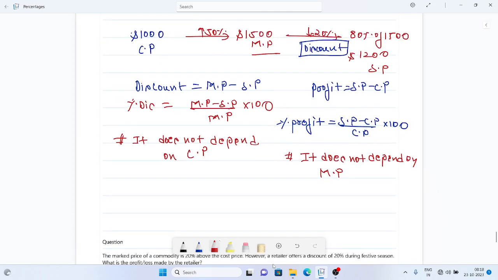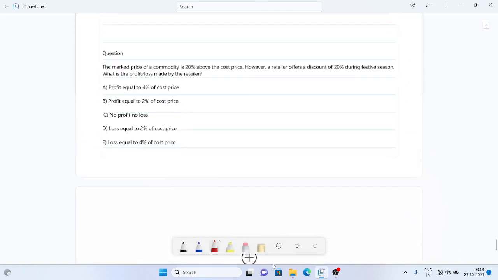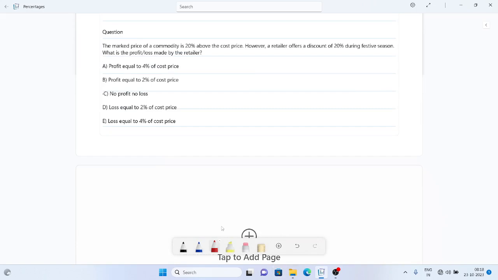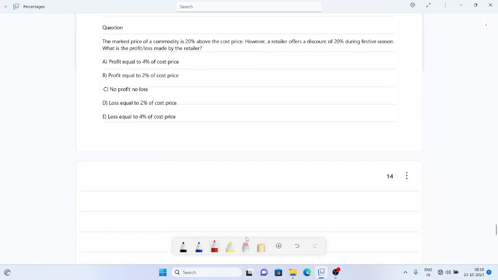Okay, done. So we solve one question which will clarify your doubt more. The market price of a commodity is 20% above its cost price. However, a retailer offers a discount of 20% during festive season. What is the profit or loss made by the retailer? So what do we do?